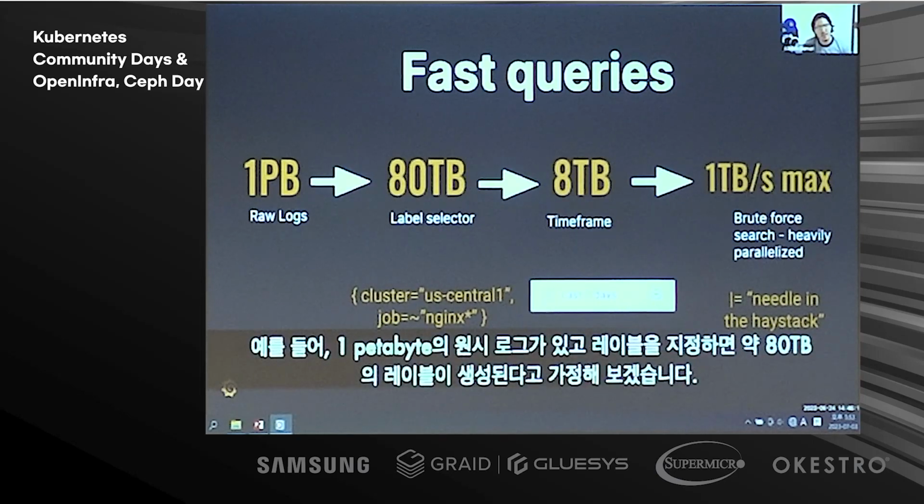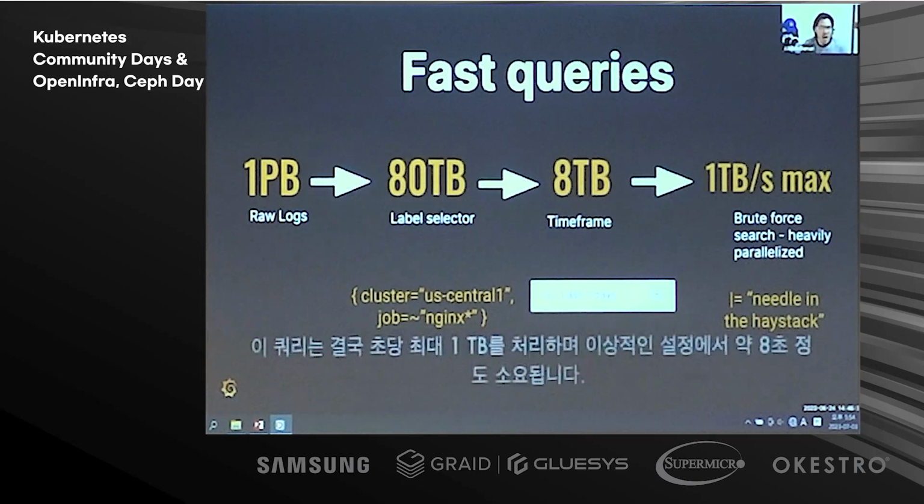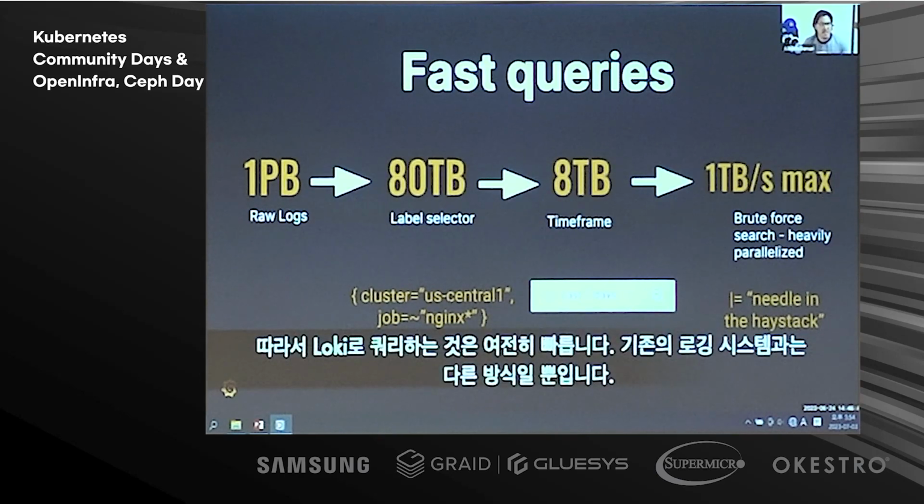As an example here, let's say we have 1 petabyte of raw logs, which after labeling results in around 80 terabytes of labels. Let's also assume our time frame is 7 days when we run the search, and that 7 days of data is around 1 terabyte in size. Our query ends up processing up to 1 terabyte per second, which ends up taking about 8 seconds in ideal settings. So querying with Loki itself is still fast. It's just a different approach than a traditional logging system.